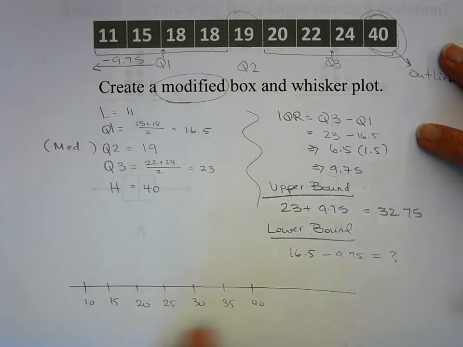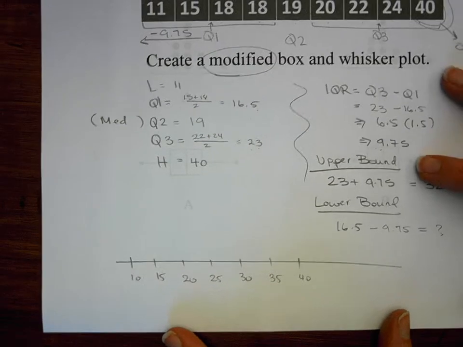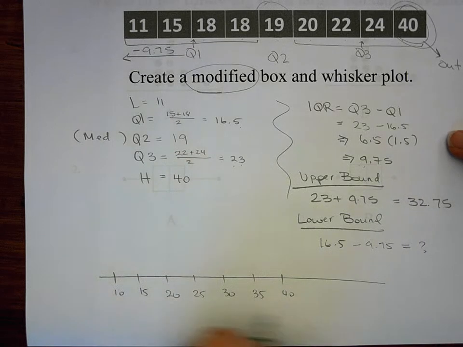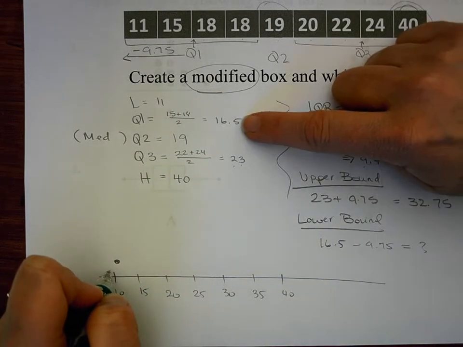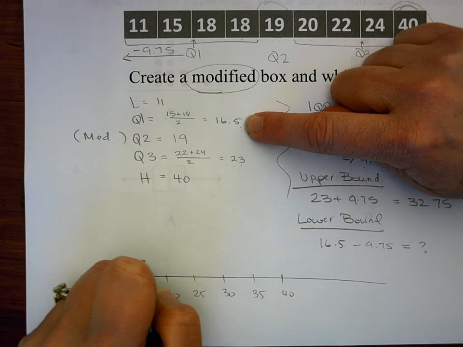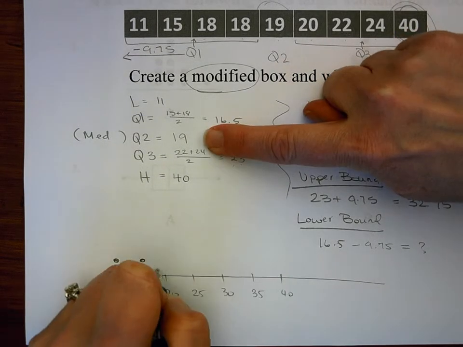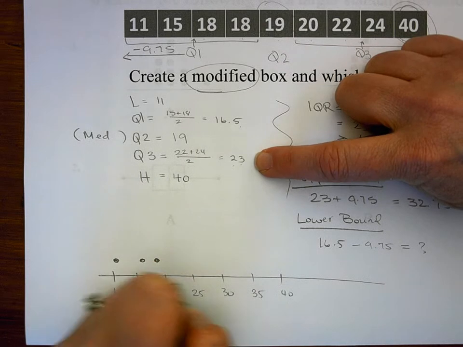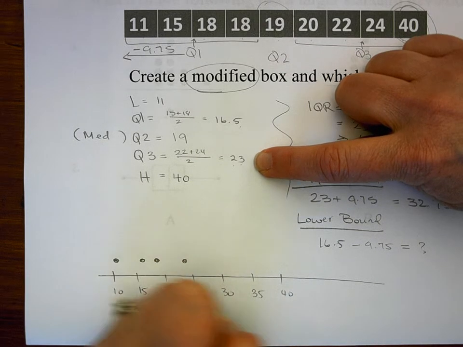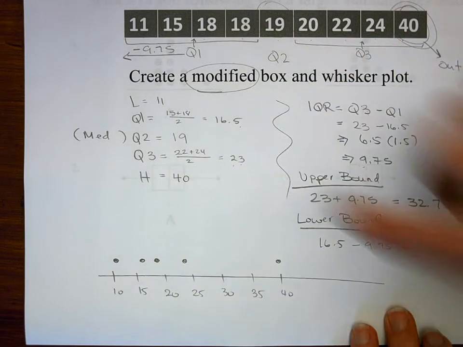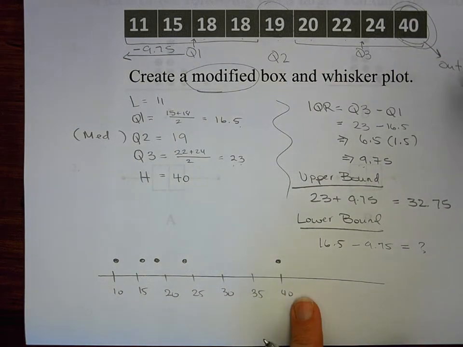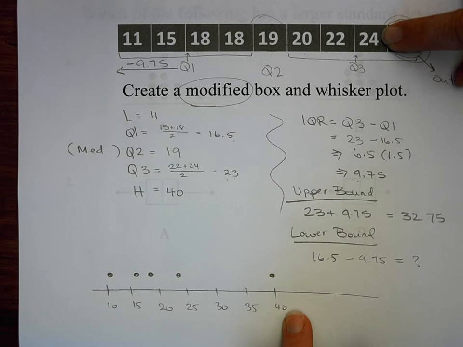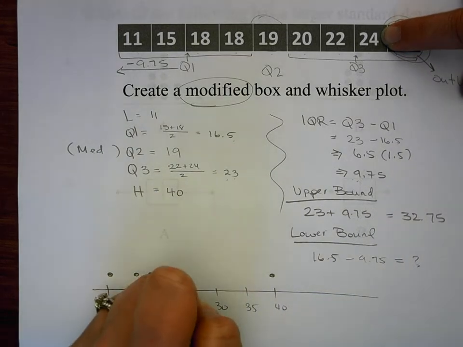Okay, so I went ahead and counted by 5s here. My lowest value is at 11, so I'm just going to dot there. My Q1 is at 16.5, so somewhere around here. Q2 is around 19. Q3 is at 23. And I have my highest at 40. But this is an outlier, right? So this is my outlier. My whisker is going to go to the next highest value, which is 24. This was at 23, so my whisker is going to be really small here.